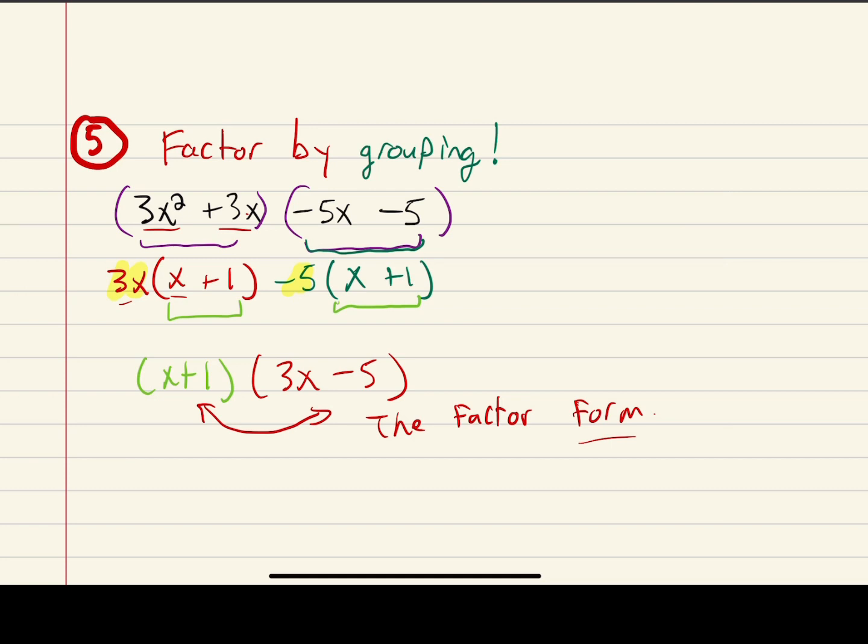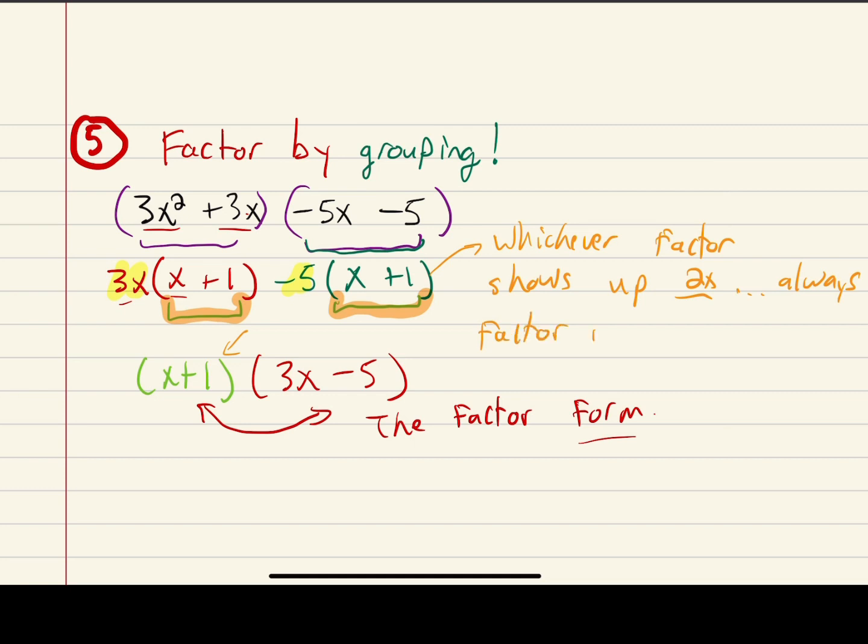Now, another way to think about this is, and I'll highlight these in orange, whichever factor shows up twice, you can just pull that factor out immediately. So I'm going to write it over here. Whichever factor shows up twice, you can always factor it out. And we'll say that for the last step.